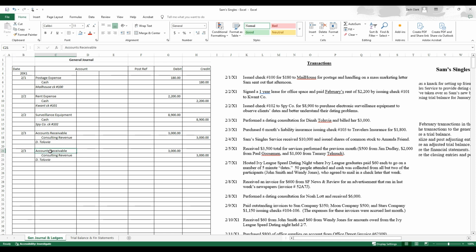Okay, so we purchased 6 months liability insurance to travelers. Okay, let's put travelers insurance, and we'll say check number 103. We've got prepaid insurance and cash going out the door. So cash down, our asset prepaid insurance goes up. And that was, and oh, it's another handy thing to have in here.